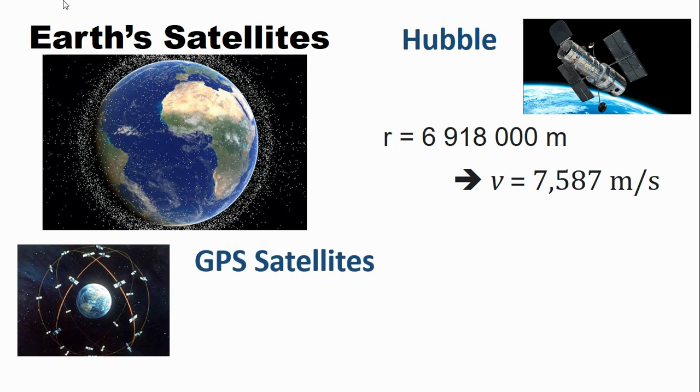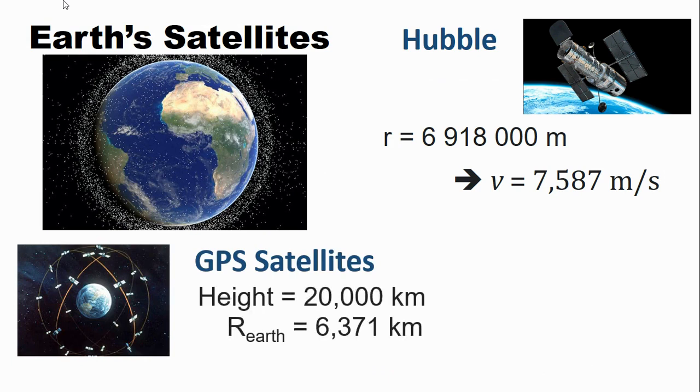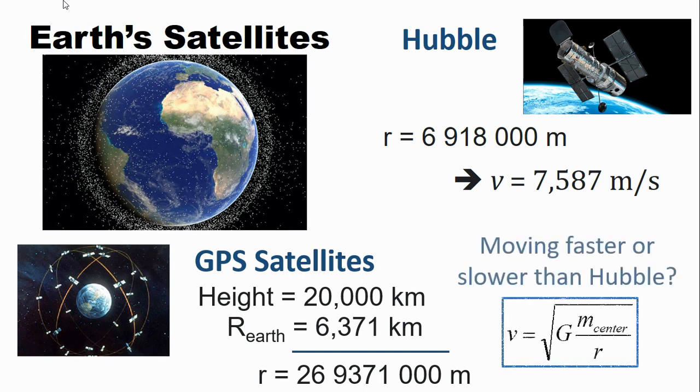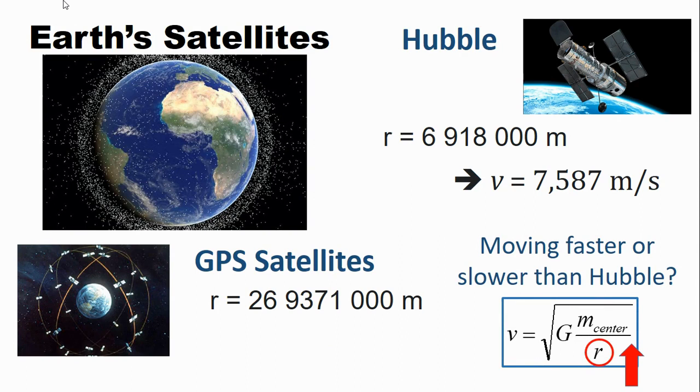Well, many GPS satellites orbit at a different height, nearly 20,000 kilometers above the surface of the Earth. That gives them an orbital radius of 26 million meters. How will their speed compare to that of the Hubble Space Telescope? Well, consider the orbital velocity equation. Since the GPS satellites have a radius that is much larger than the radius of the Hubble Space Telescope, the bottom of our fraction will increase, and the overall orbital velocity for a GPS satellite will be significantly slower than the orbital velocity for the Hubble Space Telescope.